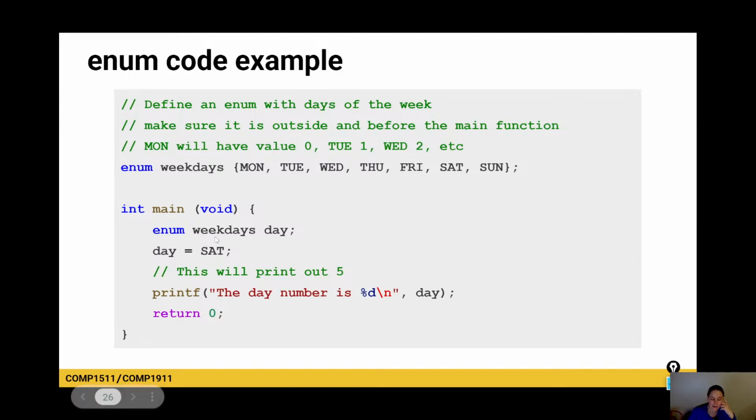Down here, we've got enum weekdays. That's the name of the type. The name of the variable is day. So our variable name is day. It's of type enum weekdays. We can then say our day equals Sat. Our day equals Saturday.